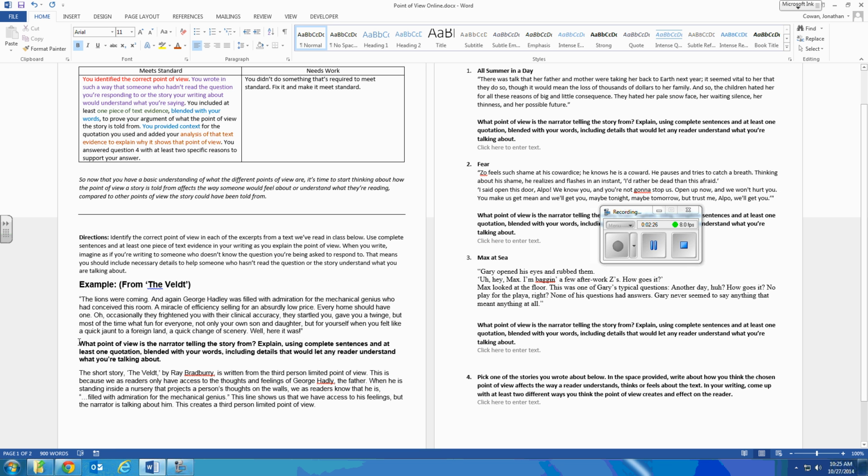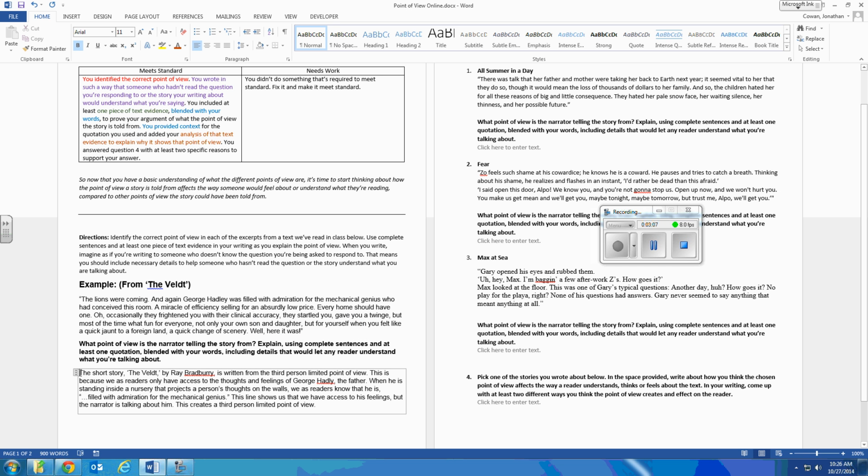The question that you're responding to says, what point of view is the narrator telling the story from? Explain using complete sentences and at least one quotation blended with your words, including details that let any reader understand what you're talking about. So the idea behind our writing this time, it's kind of weird to get your head around, but you are writing to an audience that doesn't know the question you're writing about and has never read the story that you're referencing in the question. So what that means is you kind of need to include the question. In this case, what point of view is the story from? You kind of need to include that in your first sentence as an answer.